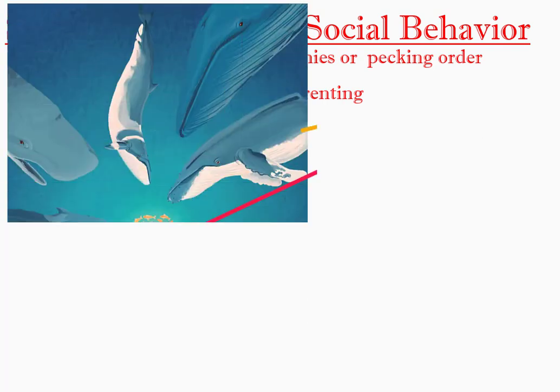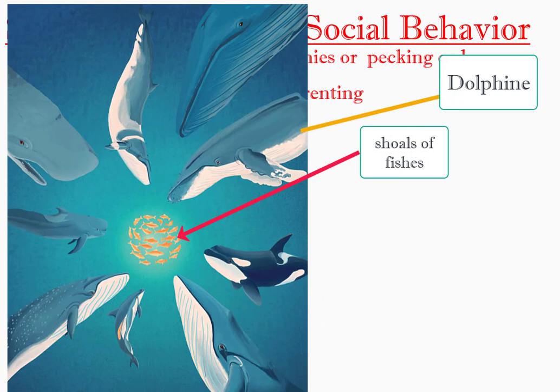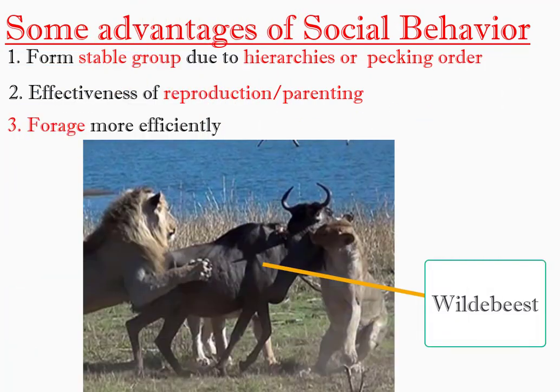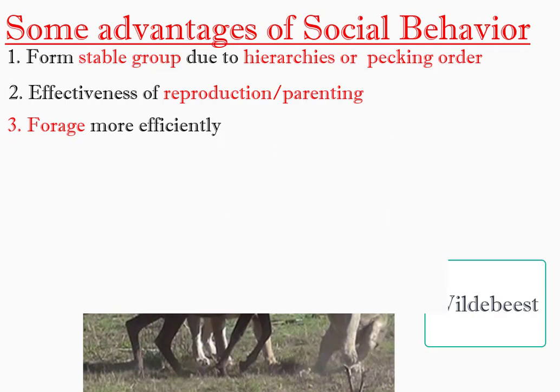Social behavior helps social animals to forage more efficiently, especially when sources of food are localized. For example, dolphins often surround shoals of fish and take turns to swim quickly in and eat the fish trapped in the center of the shoal. Second example, lions hunt in small groups when hunting large, powerful prey, such as wildebeests.